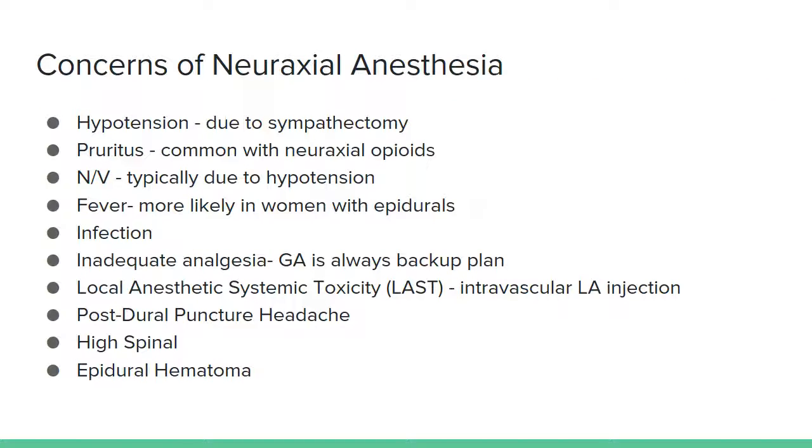So concerns with neuraxial anesthesia include hypotension related to the sympathectomy. Pruritus is a common complication typically seen with neuraxial opioids. Nausea and vomiting is typically related to hypotension. Fever is more likely in women with epidurals. Infection is also a complication, as well as inadequate analgesia, in which case general is always a backup plan. Local anesthetic systemic toxicity, or LAST, is seen with intravascular local anesthetic injection. Other concerns are post-dural puncture headaches, high spinal, and epidural hematoma.